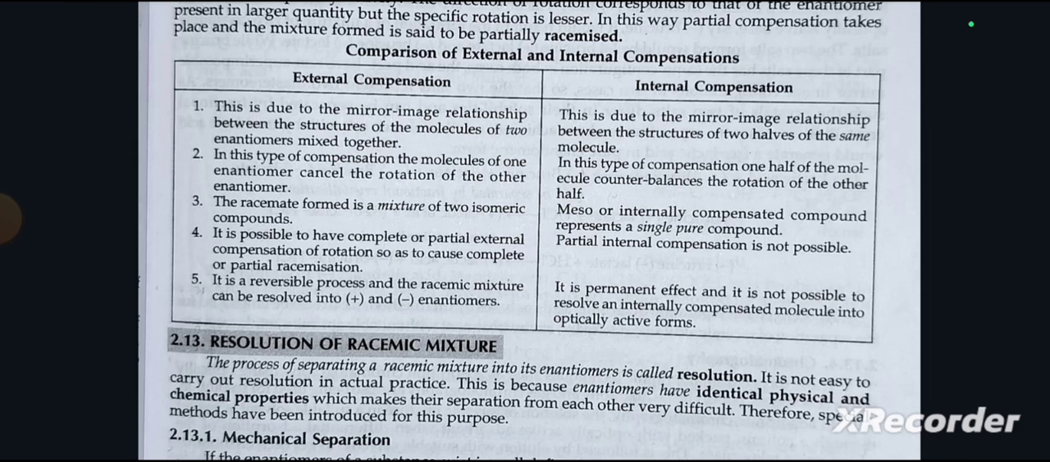Internal. Meso or internally compensated compounds represent a single pure compound. External. It is possible to have complete or partial external compensation of rotation so as to cause complete or partial racemization. Internal. Partial internal compensation is not possible. External. It is a reversible process and the racemic mixture can be resolved into minus and plus enantiomers. Internal. It is a permanent effect and it is not possible to resolve an internally compensated molecule into optically active forms.